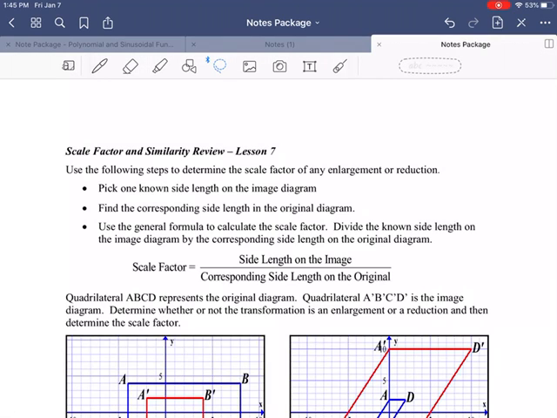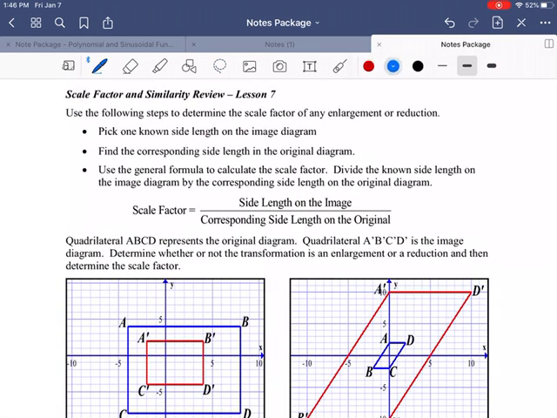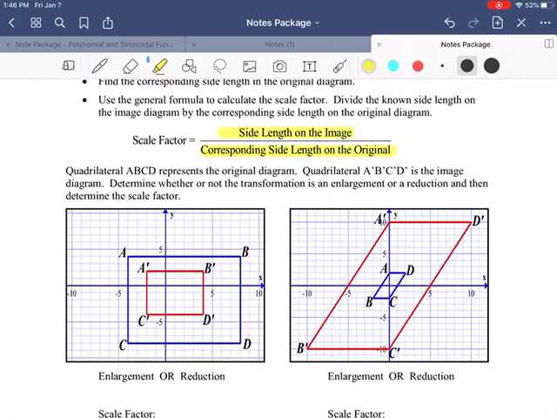Hello everyone, this is lesson 7, scale factor and similarity review for the midterm. So we just finished this unit, so hopefully it's fairly familiar. We're going to talk about scale factor first, and the big thing about scale factor is when you calculate it, you want to calculate the image and divide it by the same side length on the original. Remembering what represents the original is just going to be A, B, C, D, or whatever letters. And the image is going to be A prime, B prime, C prime, D prime. So if you see the little apostrophe, that means it's the image, or the thing that it's changed to.